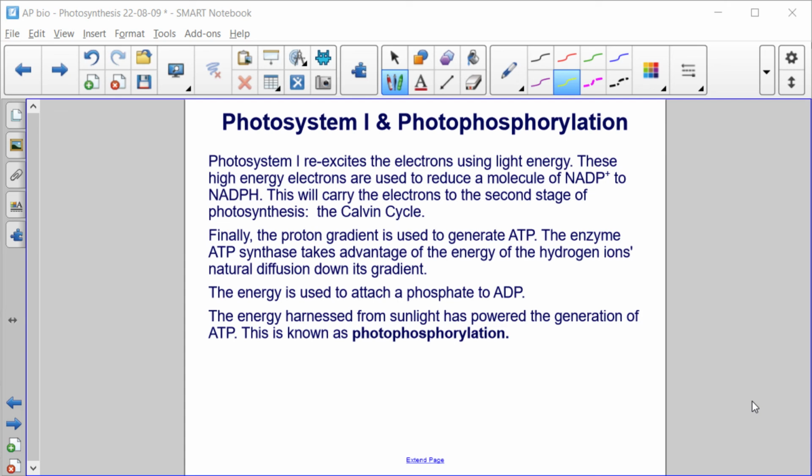Finally, the proton gradient is used to generate ATP. The enzyme ATP synthase takes advantage of the energy of the hydrogen ions' natural diffusion down its gradient. The energy is used to attach a phosphate to ADP. The energy harnessed from sunlight has powered the generation of ATP. This is known as photophosphorylation.